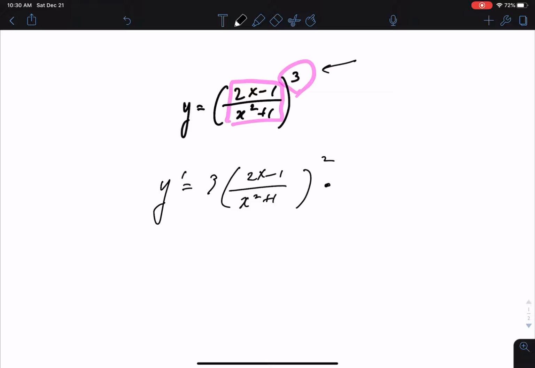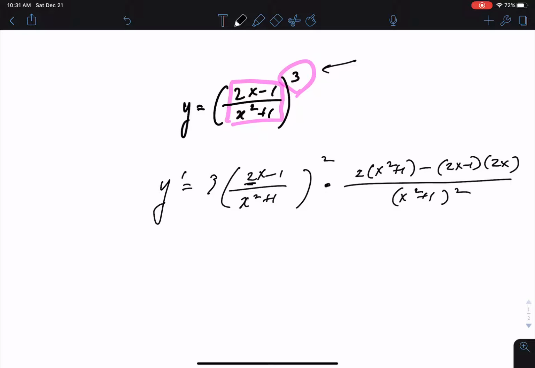What's inside. So that becomes: differentiate the top, and you get 2, multiply by the bottom. Subtract, leave the top alone, multiply by the bottom, all over the bottom squared, right? That's it. And then you just have to simplify now.